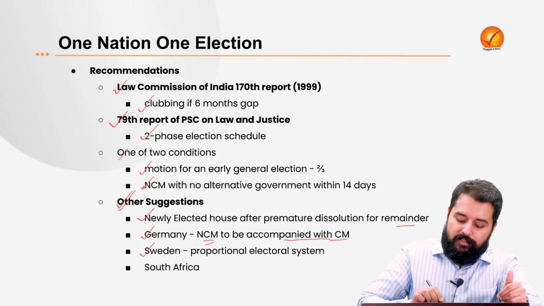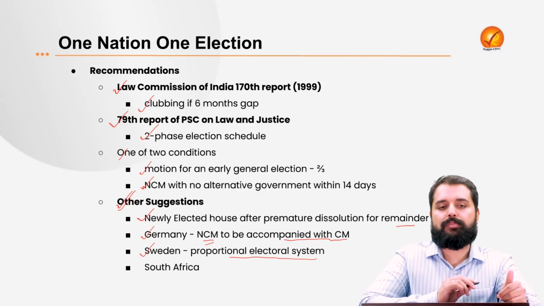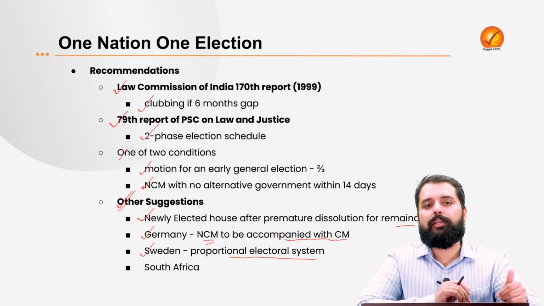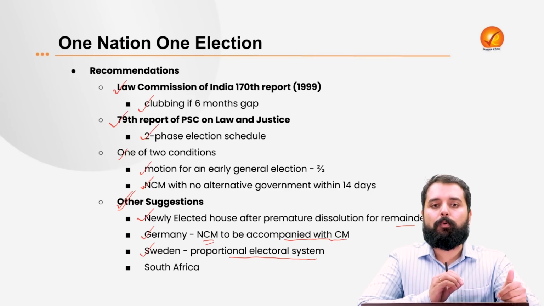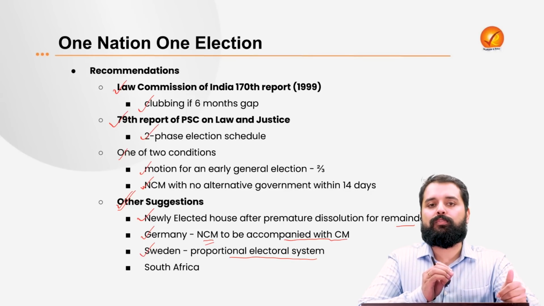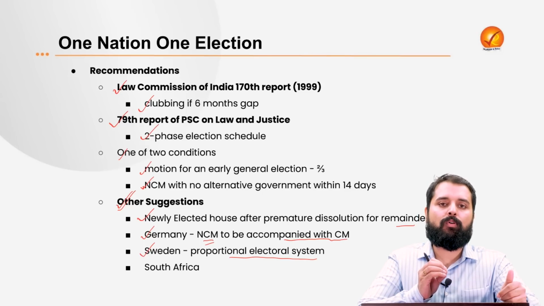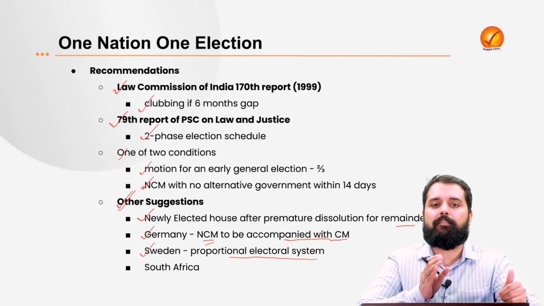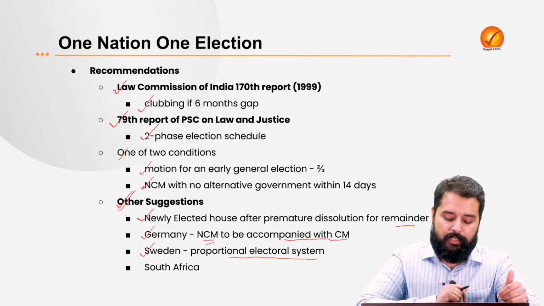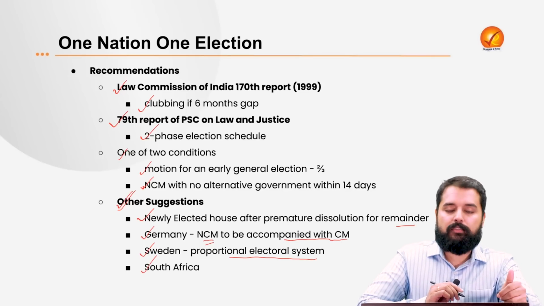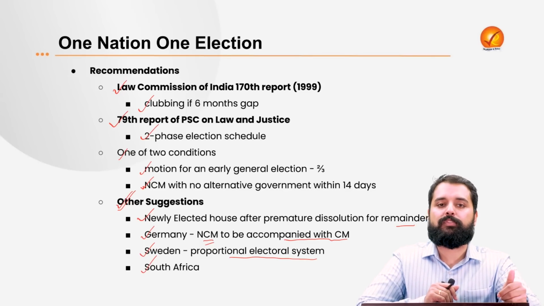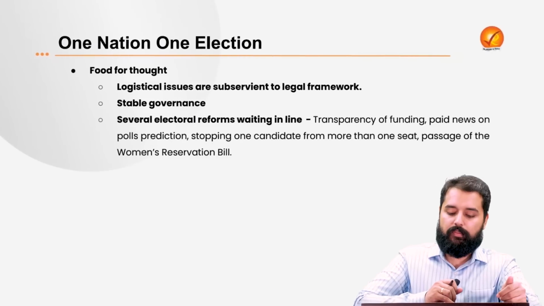Likewise, in Sweden, there is the proportional electoral system. That is, the political parties are given seats in the parliament in proportion to the percentage of votes that they have polled. That is, the number of votes that were polled in their favor in the elections will decide the number of seats that they will get to represent in the parliament. Likewise, in South Africa also there is the system of simultaneous elections.